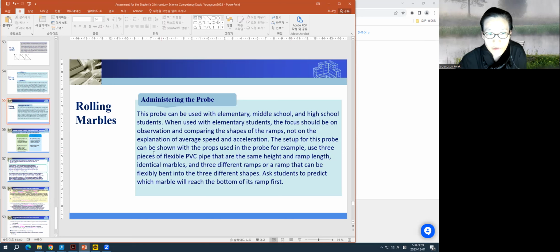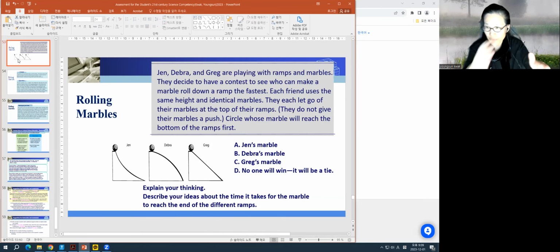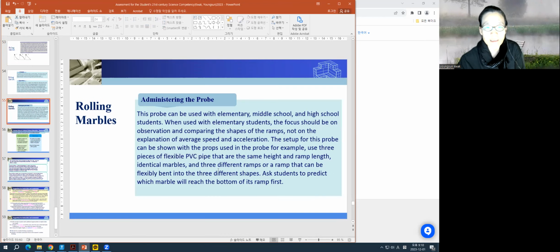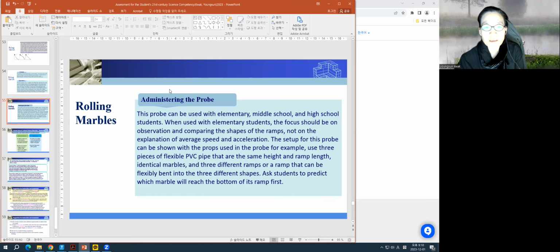Teachers can set up this probe, for example, using 3 pieces of flexible PVC pipe that are the same height, as the ramp. Can you see the situation? You can use this kind of ramp, or you can use PVC pipes bending this way or that way. This is just showing how to administer this competency-based assessment item, or probe.